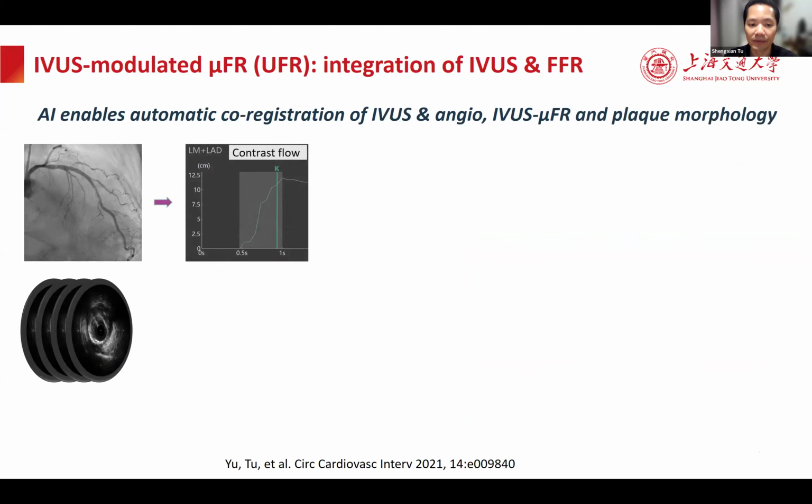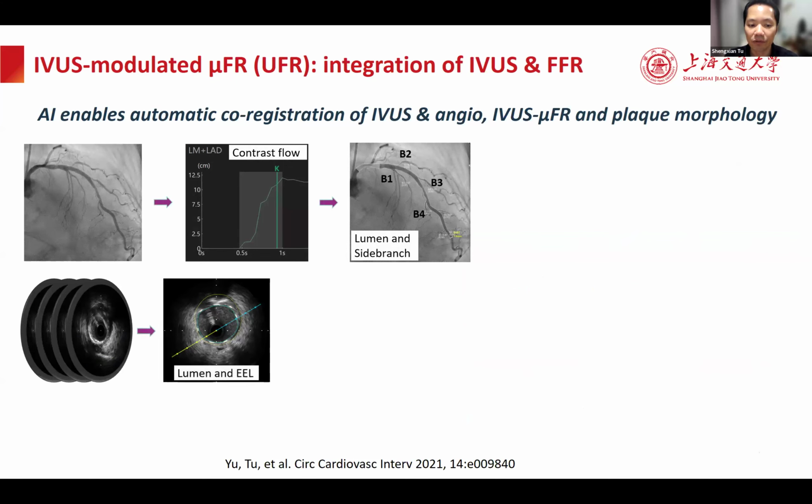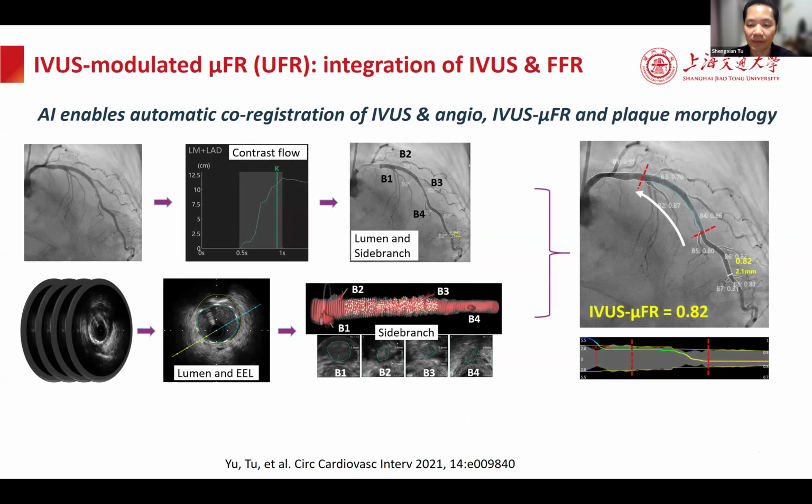So using angiogram, we can get the contrast flow, and we take the side branch from the angiogram. You have a longer side branch. And from IVUS, you can get the lumen, EEL and stent, and get the side branch ostium, and then you can co-register them and combine them together, having this hybrid IVUS module with the μFR.